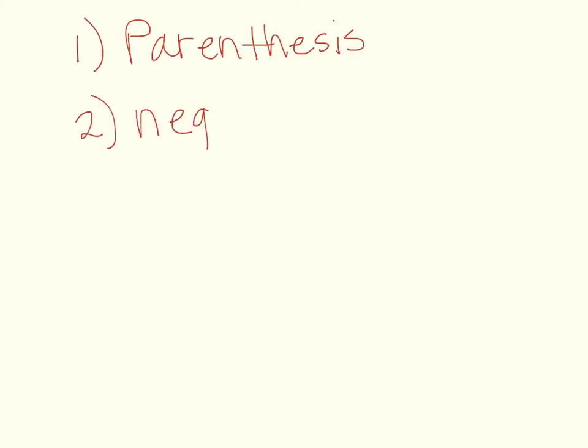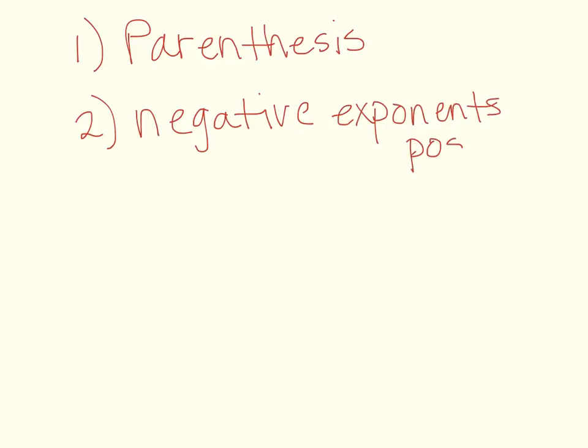Okay, for our last piece of notes, what happens when it's all together? I want to talk about what to do if it's all together. So the first thing you want to do is get rid of parentheses. Anytime you're given parentheses, get rid of those first. And then you want to make your negative exponents positive. So when you're given a whole bunch of different rules or things to do, this is the order in which you should do them.